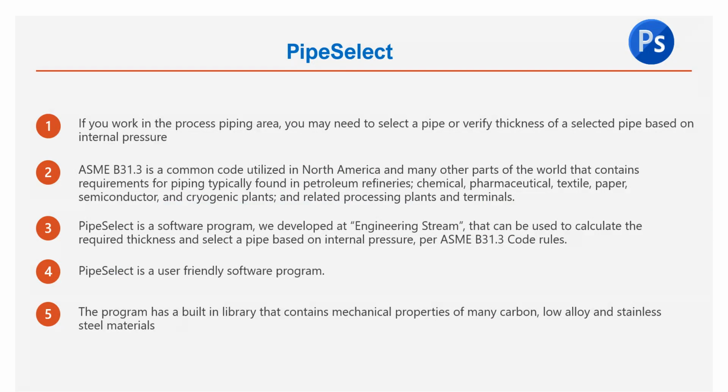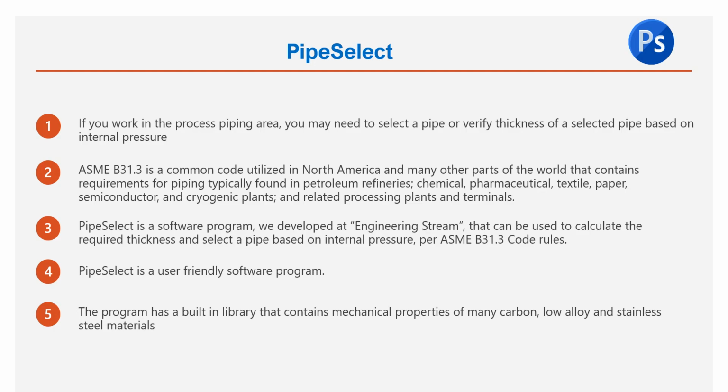If you work in the process piping area, you may need to select a pipe or verify thickness of a selected pipe based on internal pressure. ASME B31.3 is a common code utilized in North America and many other parts of the world that contains requirements for piping typically found in petroleum refineries, chemical, pharmaceutical, and other industries.